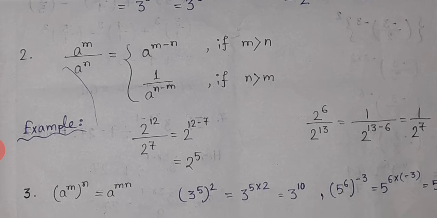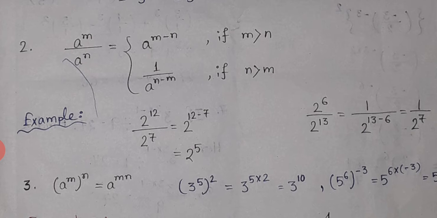For example, see the example here, 2 to the power 12 by 2 to the power 7. Here 12 is greater than 7, that means m is greater than n. So the base is the same and 7 is subtracted from 12, and we have got the result 2 to the power 5. Hope it is clear to you.